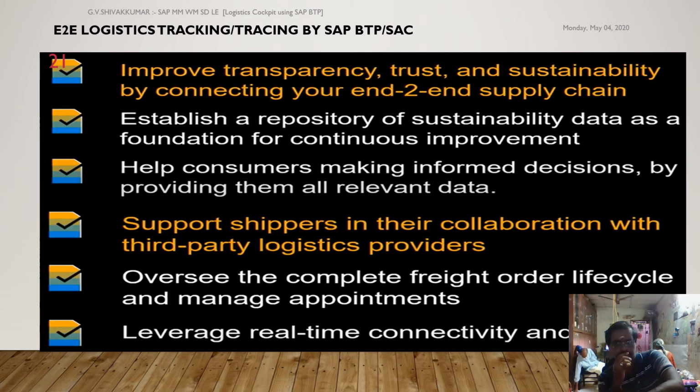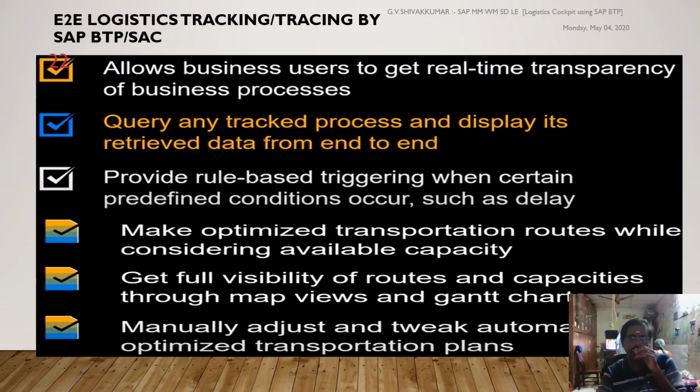So pharma companies or life science companies can oversee the complete freight order life cycle and manage appointments and spot booking efficiently, and leverage real-time connectivity and visibility over the process end to end, to track and trace and execute the end-to-end activity, starting from procurement till the end customer delivery. So these are the capabilities which we can perform using SAP S/4HANA with SAP BTP and SAP Analytics Cloud, using the logistics cockpit design.